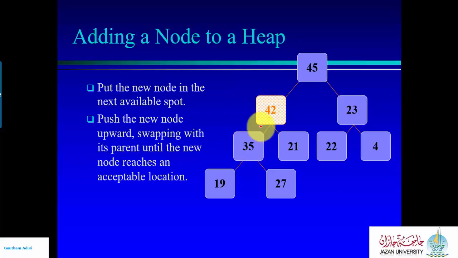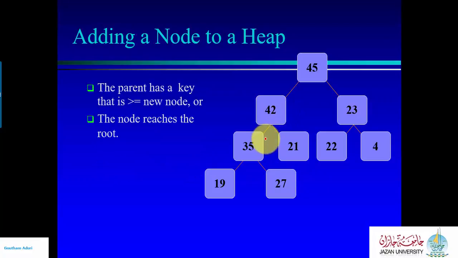So 35 comes down, and this tree is a complete binary tree. So it satisfies because every level is completely filled, and also all the nodes are in the leftmost position except in the last level. They are not completely filled, and that's an exception to the complete binary tree. And also it satisfies the heap order property.